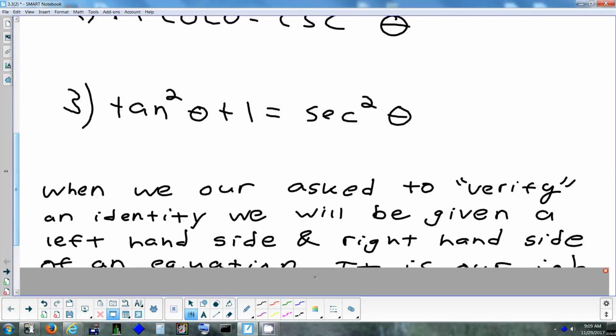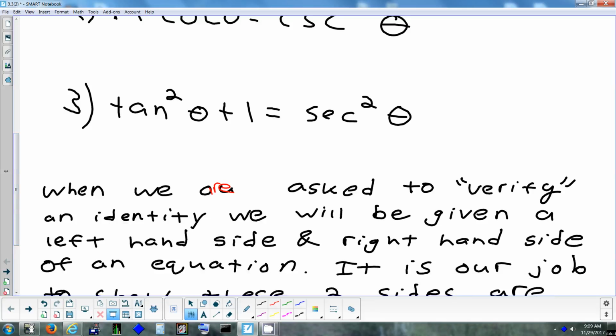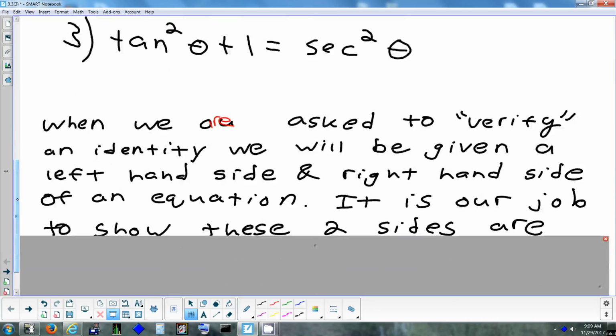When we are asked to verify, that means take the left side, usually the left side, and simplify it until you turn it into the right side, till they're the same.